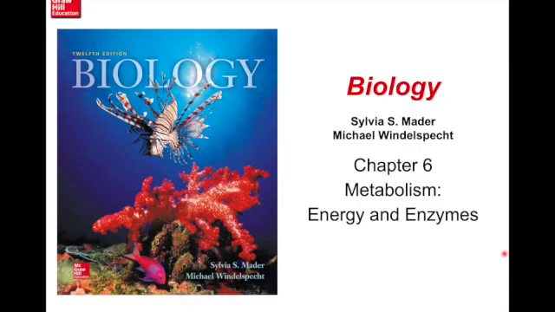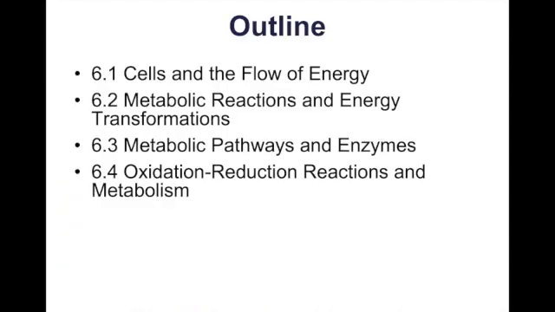We go with our notes for chapter 6, which is on the basics of metabolism, talking about energy and the way energy can change forms and be transferred and how enzymes help that process out. So the sections that we're going to be looking at from this textbook, cells and the flow of energy, are: specifically in cells, metabolic reactions and how energy is transformed, looking at specific metabolic pathways and how enzymes help with those metabolic pathways, and then taking a look at the basics of an oxidation or reduction reaction and the roles they play in metabolism.